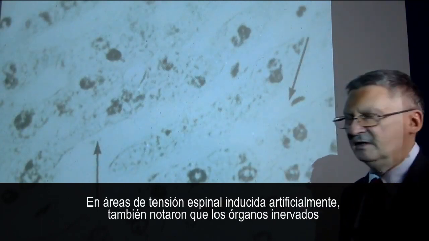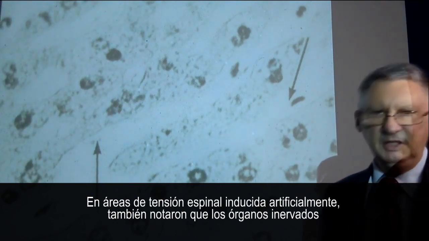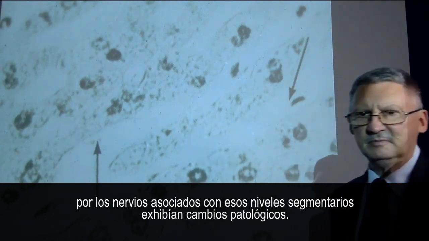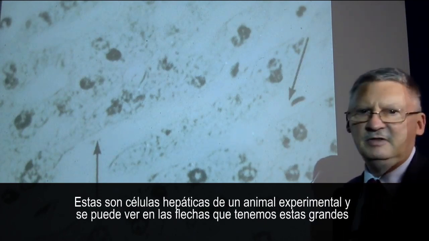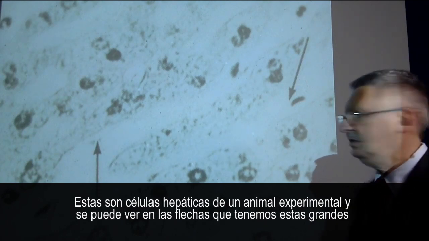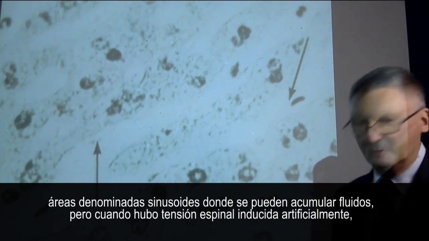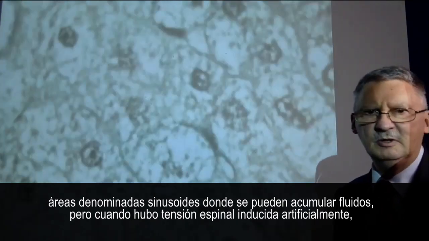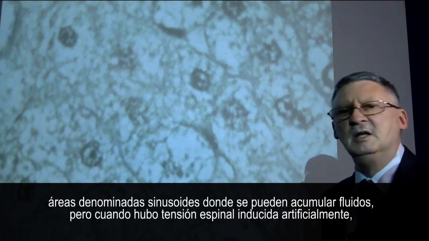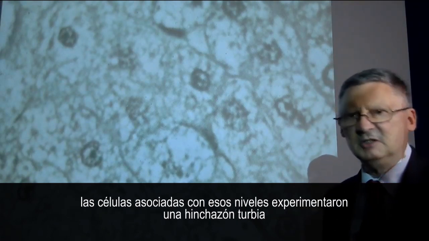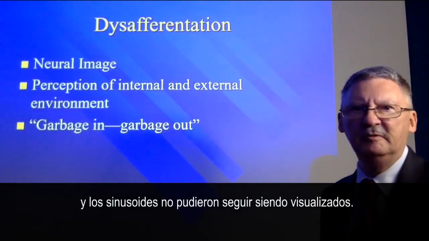In areas of artificially induced spinal strain, they also noted that organs innervated by nerves associated with those segmental levels exhibited pathological changes. These are liver cells from an experimental animal, and you can see at the arrows that we have these large areas termed sinusoids where fluids can accumulate. But when there was artificially induced spinal strain, the cells associated with those levels underwent cloudy swelling, and the sinusoids could no longer be visualized.